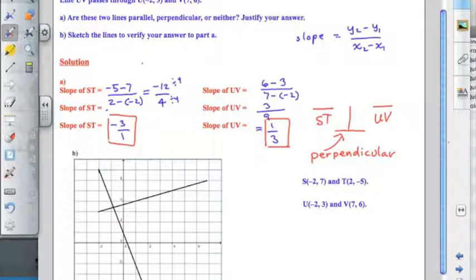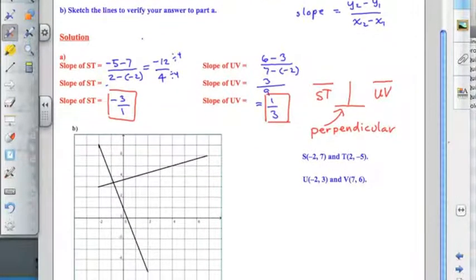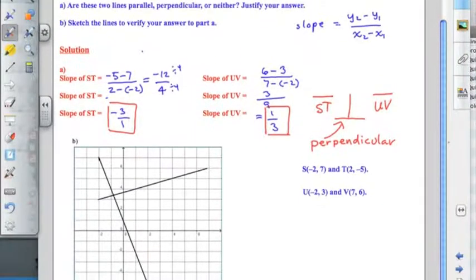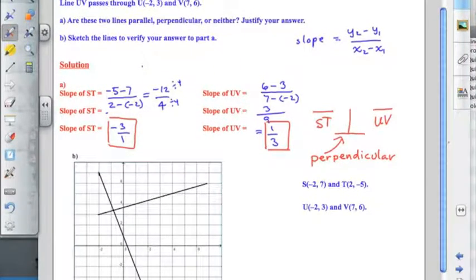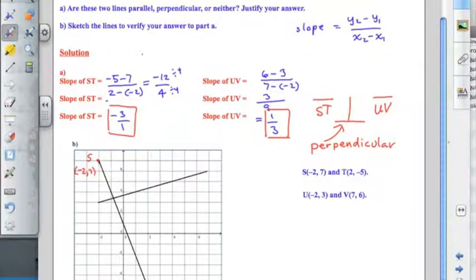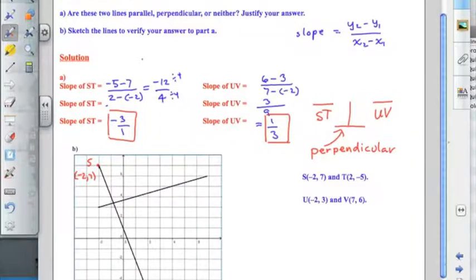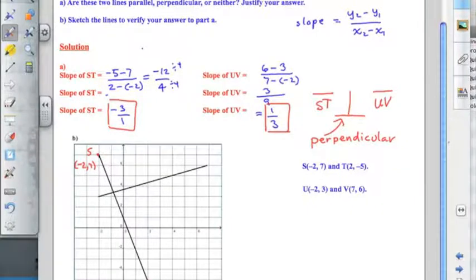The second part of this question asks us to sketch the lines to verify our answer. So just to save a little bit of time, I've gone ahead and sketched these lines. Maybe we'll just label the points. So this point up here is S. It's at -2 and 7. And then this point down there is T. And T is at 2 and -5.